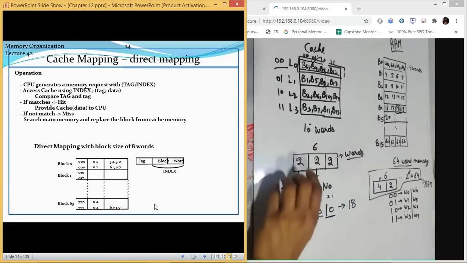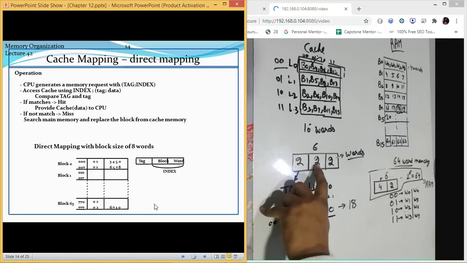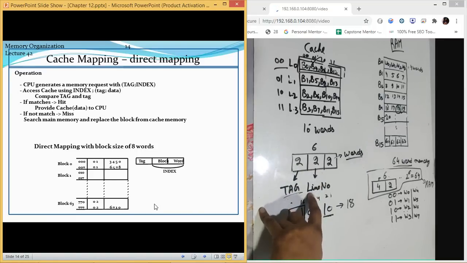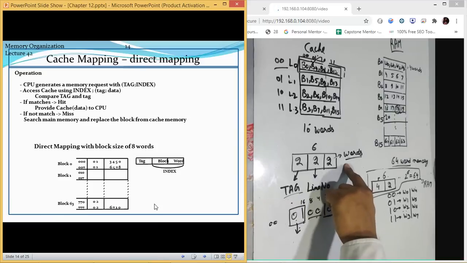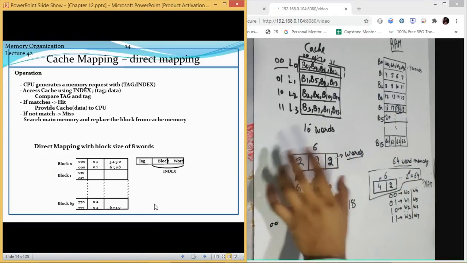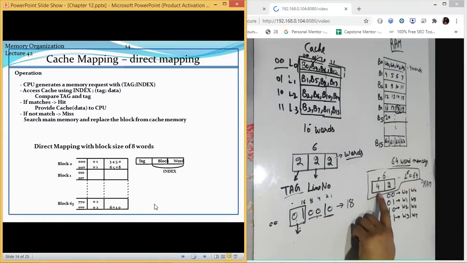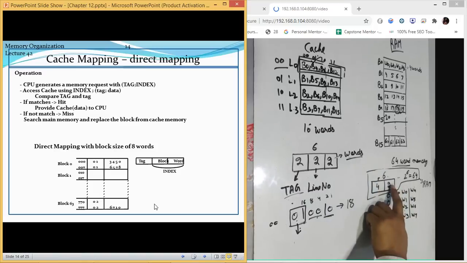Whereas in the cache, the first two bits will be representing the tag, the second two bits will be representing the line number, and the third two bits will be representing the word. Whereas the same address will be searched inside the RAM by combining the first two parts, and the last bits will remain the same.